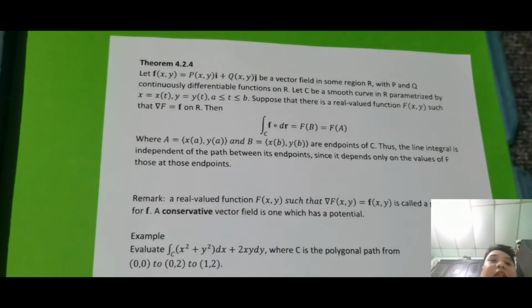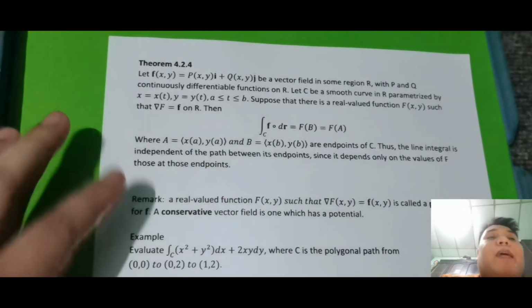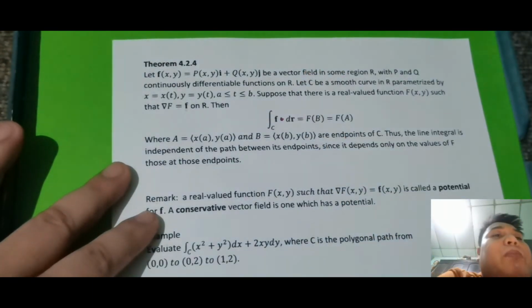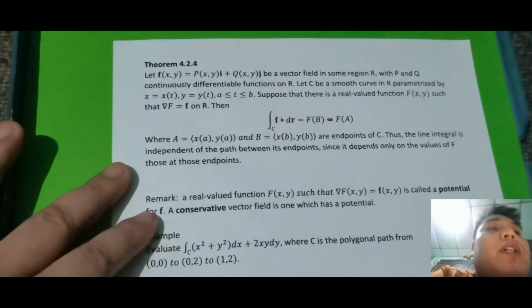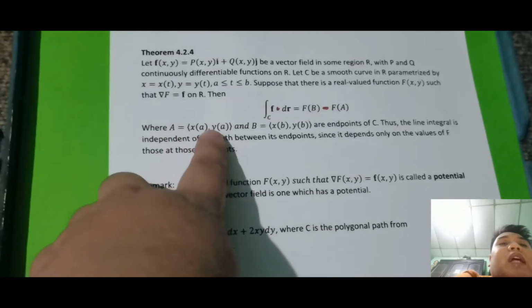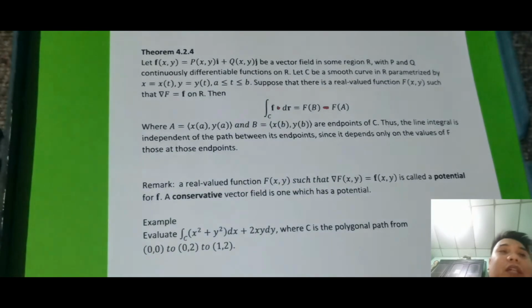So on R, then the line integral of the vector field F dot dr along the curve C is equal to F of b minus F of a, where a equals x of a comma y of a, and b equals x of b comma y of b, are endpoints of C. Again, endpoints. So kung given yung endpoints, pwede mong gamitin yung theorem na to. Tandaan, kung given yung endpoints, gamitin mo tong theorem na to.